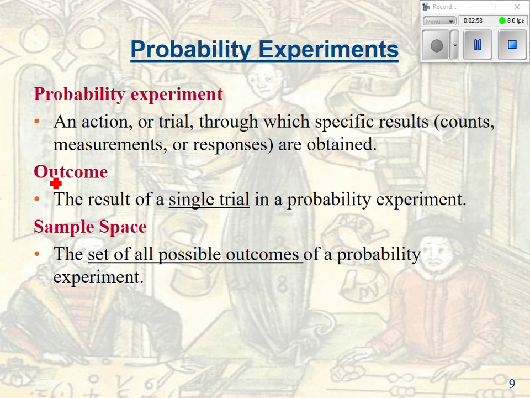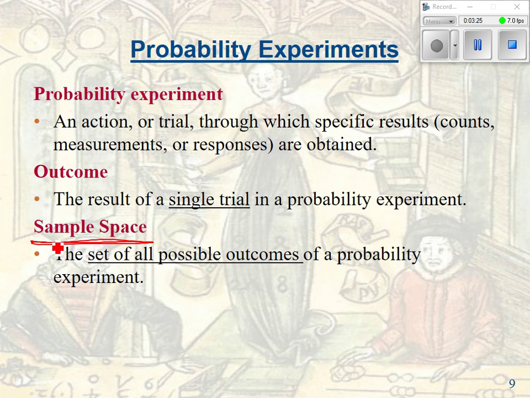Sample space. The sample space is the set of all the outcomes. Sample space is very, very important in probability, because if you're doing probability, that's going to be the bottom number of your fraction. All the possible outcomes are what's going to be on the bottom of the fraction when you try to find a probability.